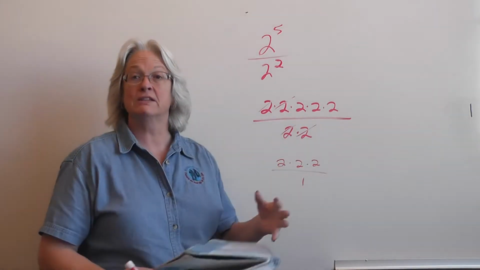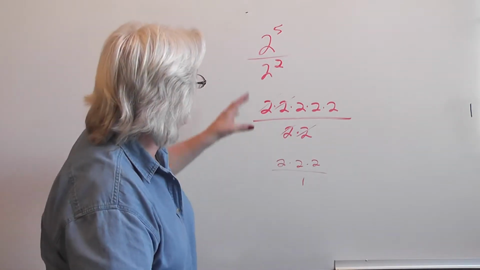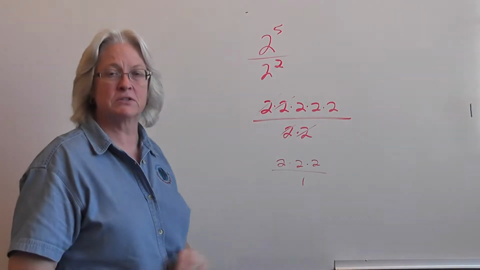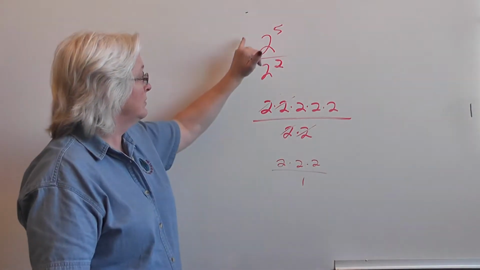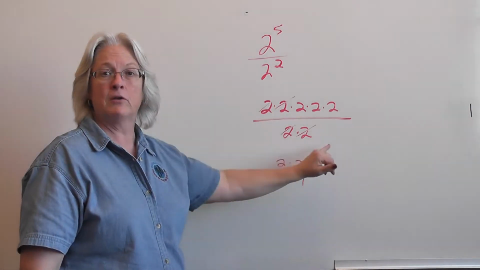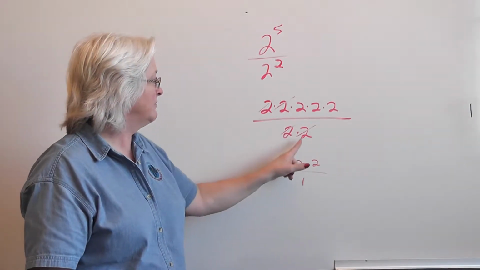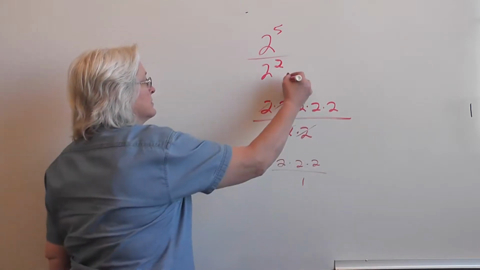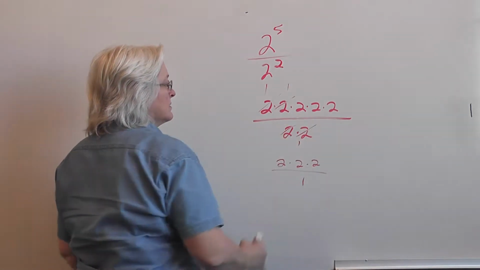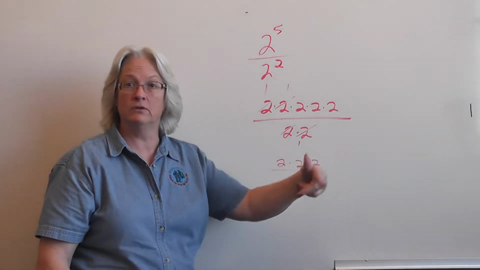Okay, I was glancing at my book here because I've come up with my problem. I thought I'd use the same problem they did. Doesn't matter, what I have is correct here. 2 to the 5th divided by 2 squared. We have two pairs of factors of 2 that cancel. So we have 2 times 2 times 2 divided by 1.